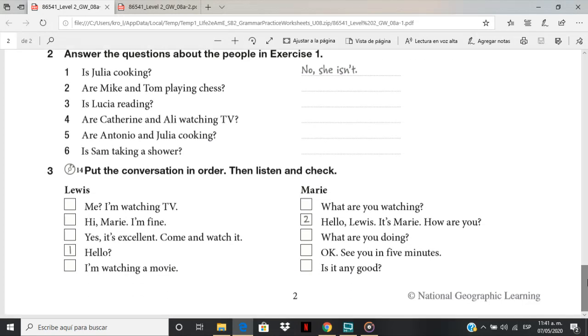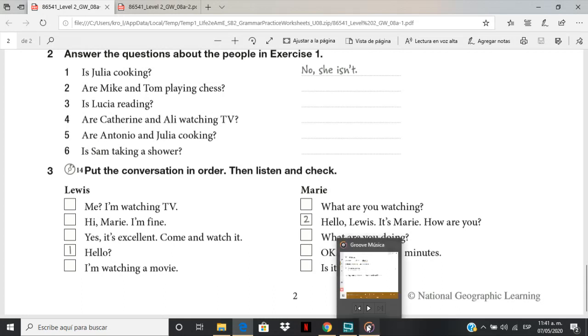Now, we have the listening here. Put the conversation in order, then listen and check. For this exercise, please try to listen first, and then I repeat the listening, and then try to answer the exercise. So I'm going to cover part of this screen in order to do this. First listen, and then the second time try to answer.